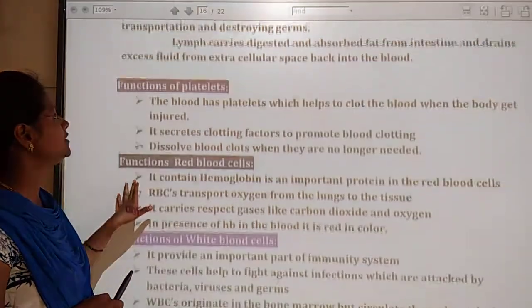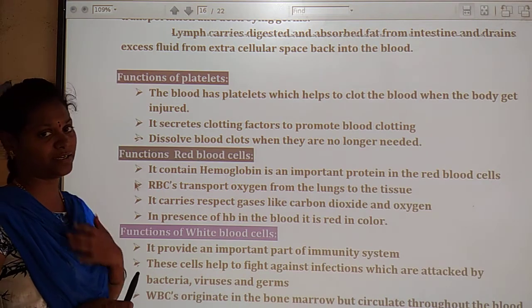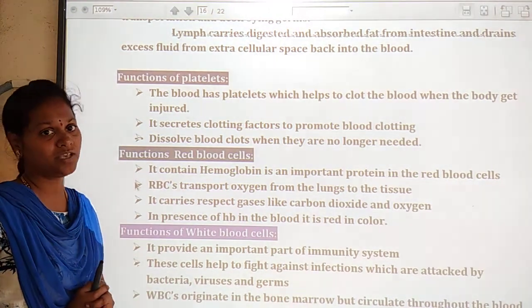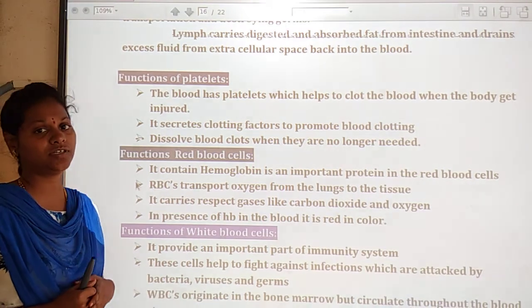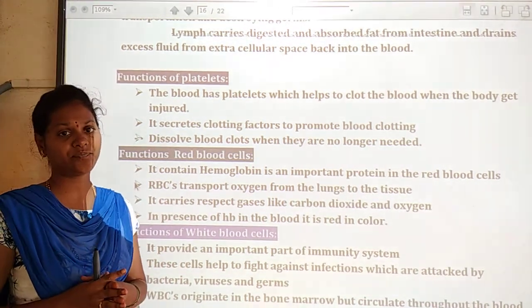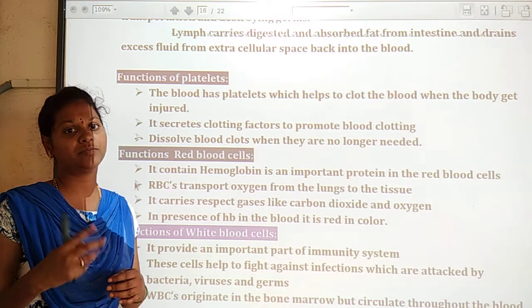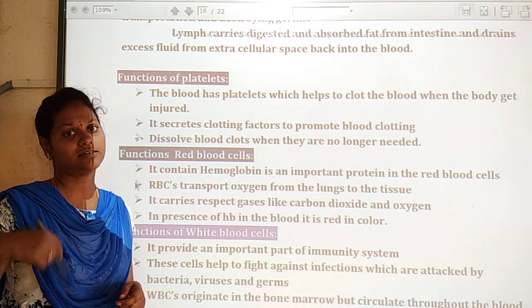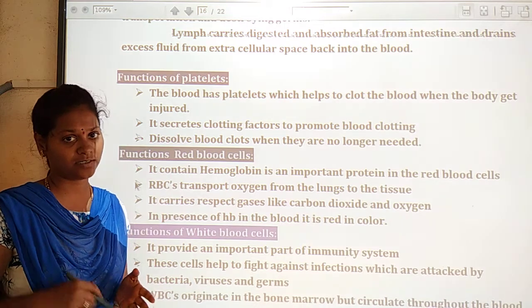So next one is functions of the platelets. What are the functions of the platelets in our body? When you get injured, have you observed that the injured part becomes swollen, and it also secretes some amount of blood outside.